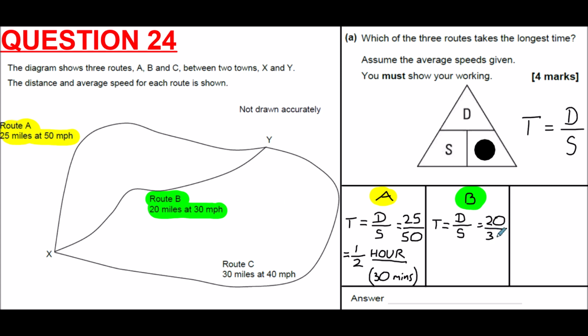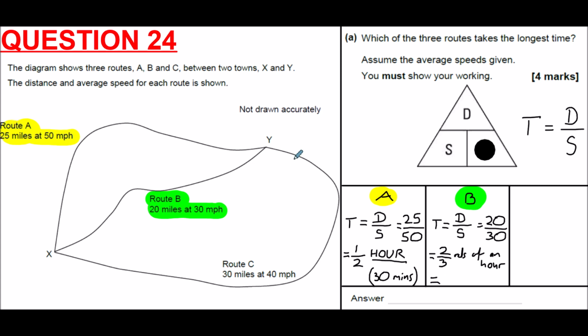And so that's 20 over 30, which would simplify down to 2/3. And that means obviously 2/3 of an hour. So let's just think about that for a second. 2/3 of an hour, how many minutes would that be?